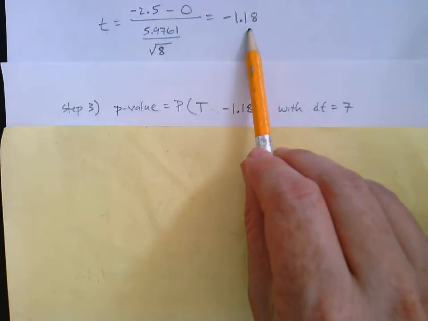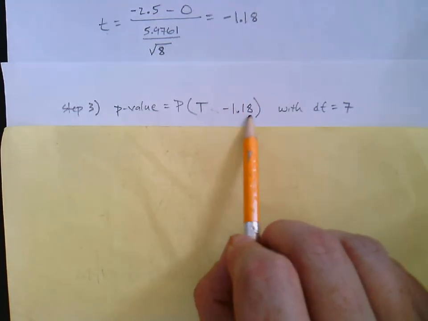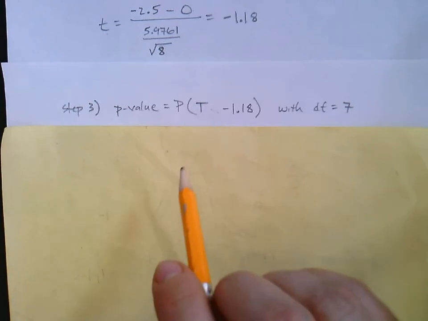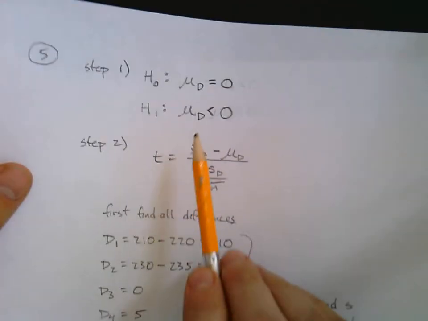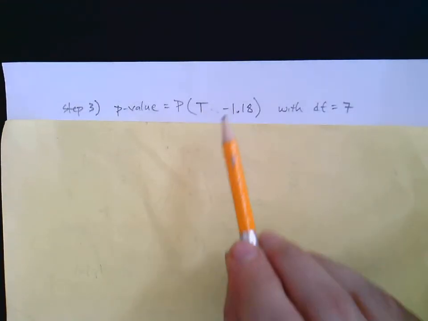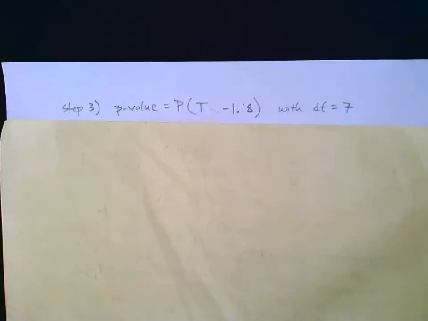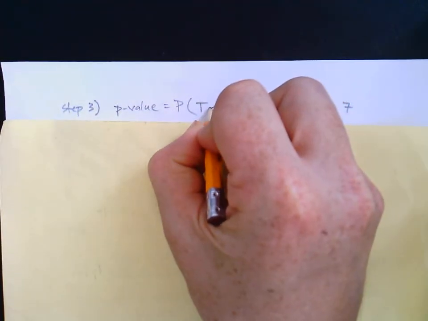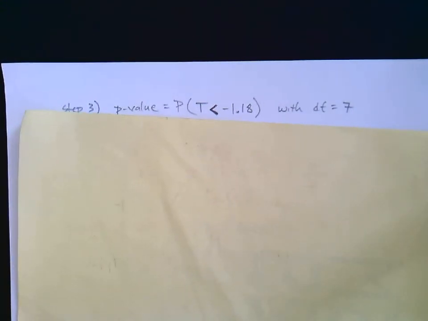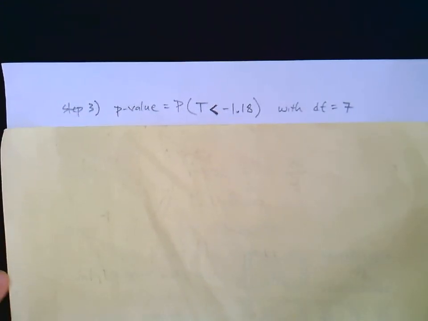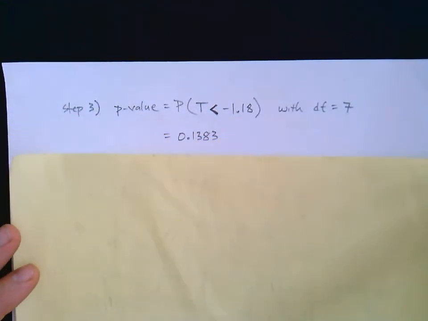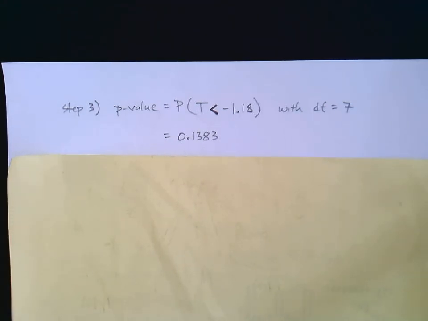So, we've got the t calculator. Our t-score came out to be negative 1.18. So do we use a less than, a greater than? Well, our alternative hypothesis was a less than. We have a negative here as well, so that's going to tell us to use a less than. Putting that all into StatCrunch, you will find this p-value is 0.1383.